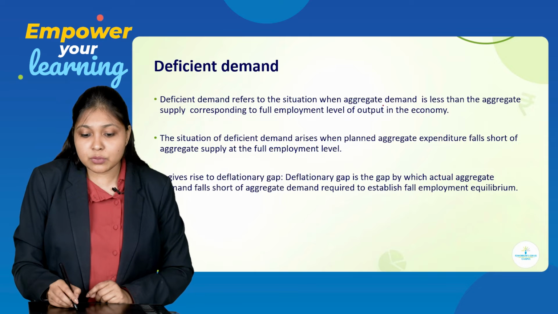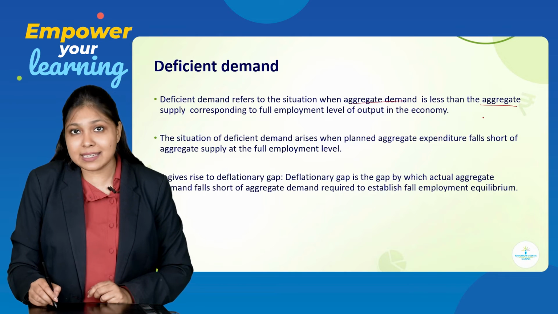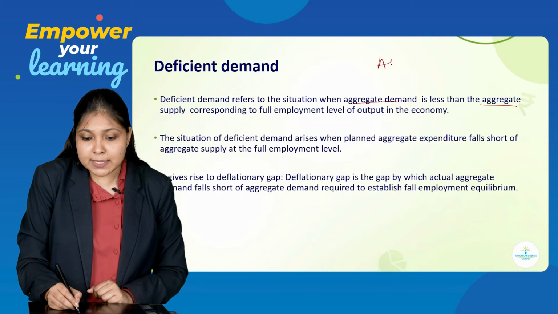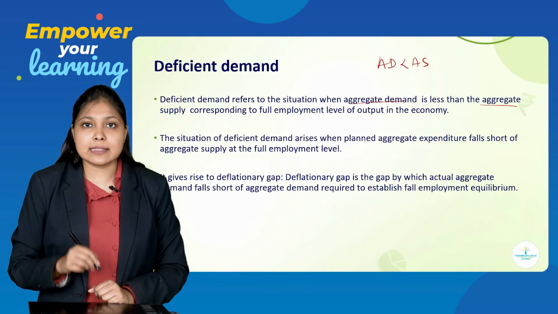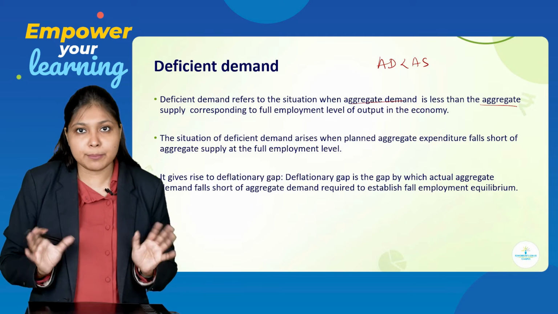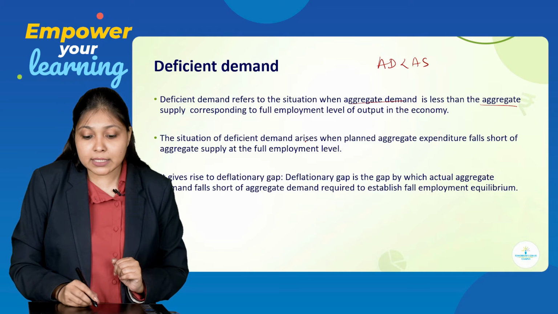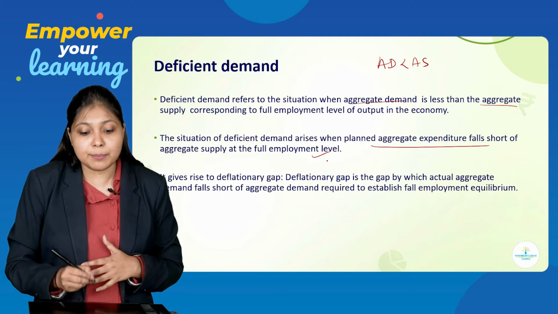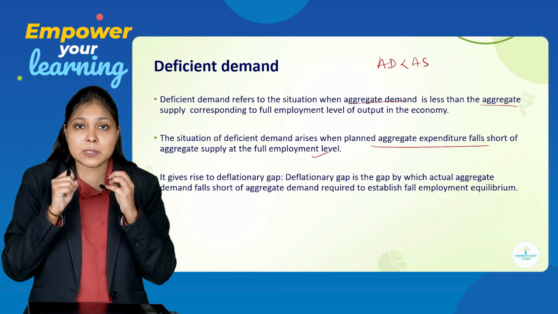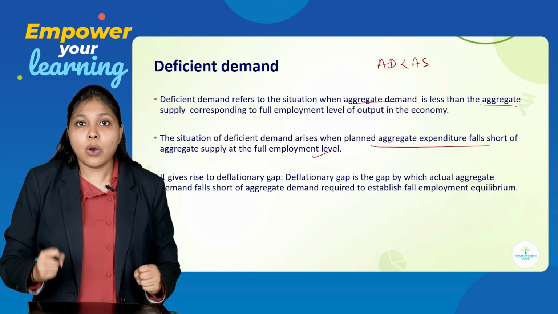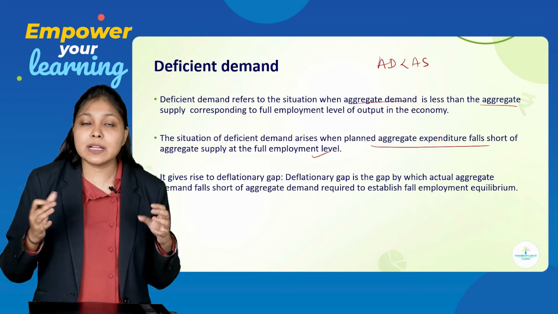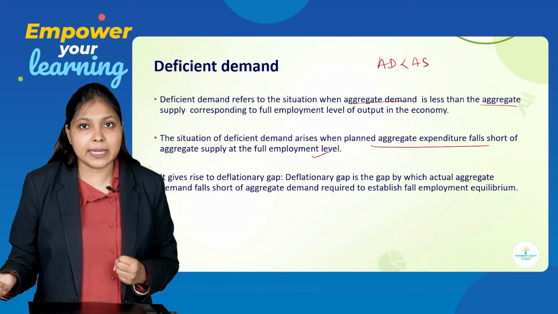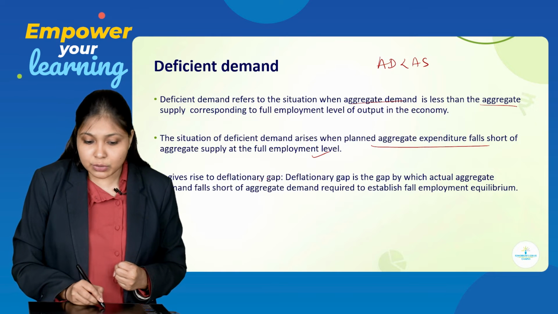Deficient demand refers to the situation where aggregate demand is less than aggregate supply, corresponding to the full employment level of output in the economy. That means my AD is less than AS. Again, the situation over here is full employment. The situation of deficient demand arises when planned expenditure falls short of aggregate supply at full employment level. That means the aggregate expenditure or the consumption expenditure of consumers has been reduced below what the seller might have thought. So it gives rise to the deflationary gap.